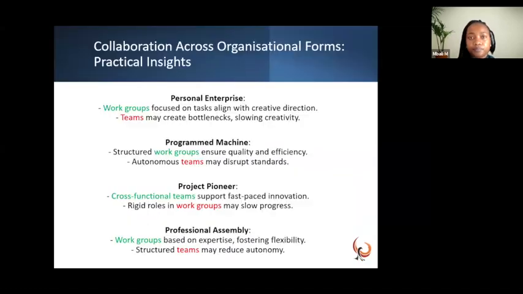Now, this brings us to a more practical look at how we can look at these organizational structures in the workplace.